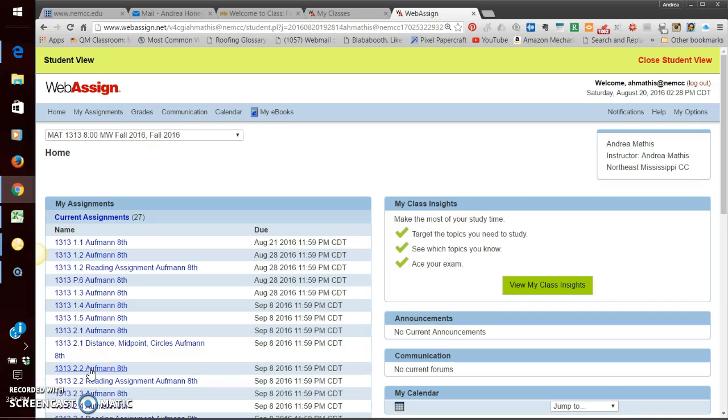Hey guys, I'm going to show you how to work the 1.2 reading assignment in WebAssign. So I'm in the Student View for WebAssign. This is just on the regular home page here. We're going to click on the 1.2 reading assignment to open it up.